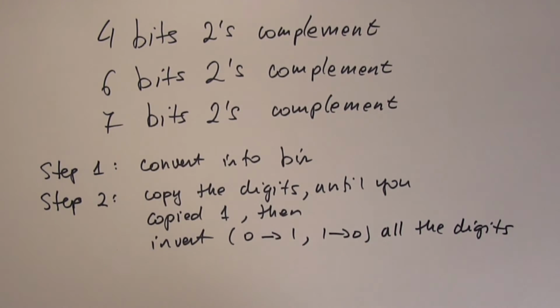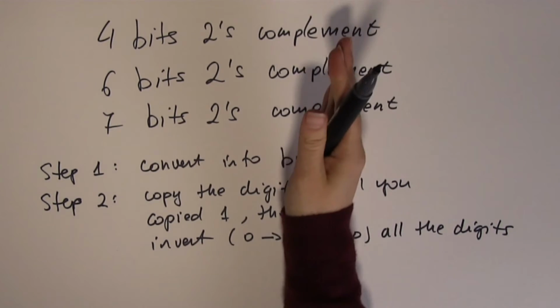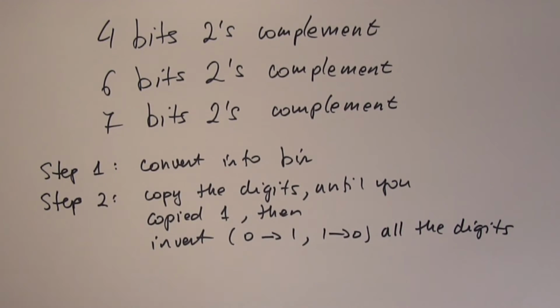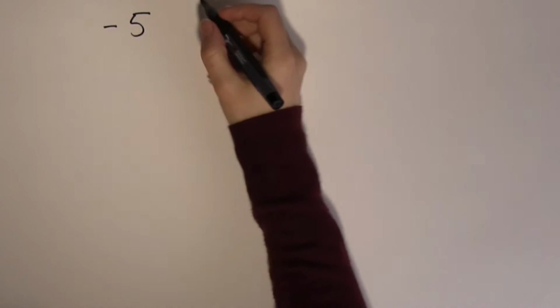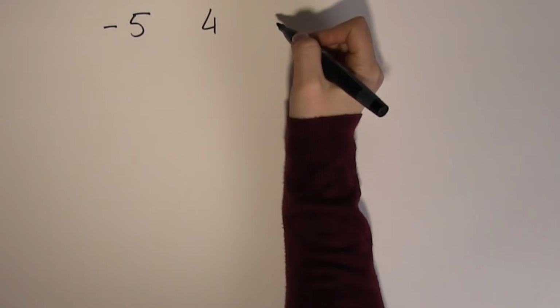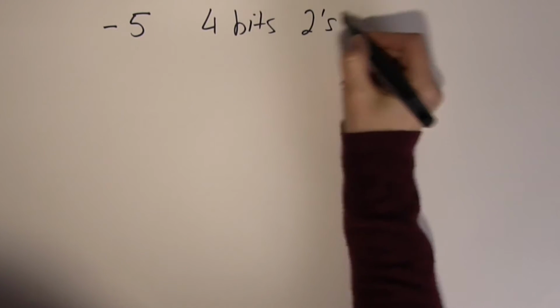One thing that you need to be aware of is that when you're copying the digits, you are copying from the right hand side and moving towards the left hand side. Now, enough of the talk, let's see some examples in action. So let's say that you wanted to convert -5 into binary using 4 bits 2's complement.